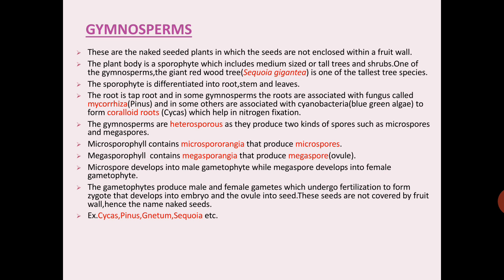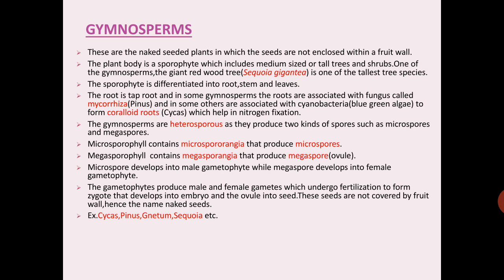Today, we will begin with gymnosperms. Gymnosperms are naked seeded plants in which the sporophylls are aggregated to form cones. Most gymnosperms occur in colder climates of the northern hemisphere. A few grow in tropical areas.